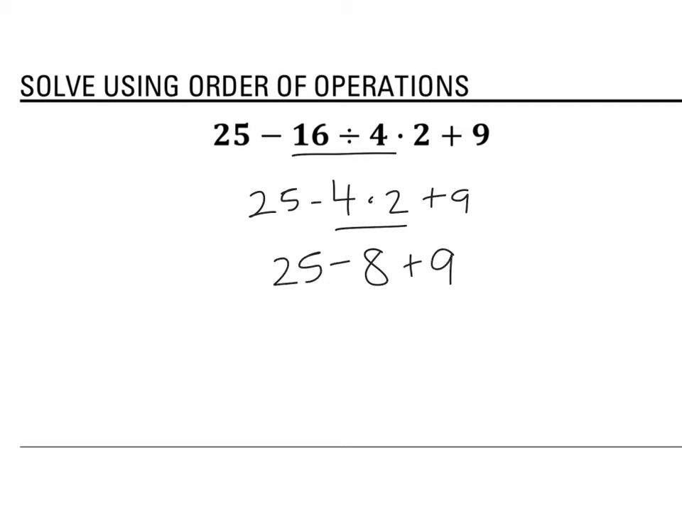Now we're in between some subtraction and addition, so we are going to subtract first. So 25 minus 8 will give me 17. And then we're going to do the plus 9 as our last step, which would give me 26.